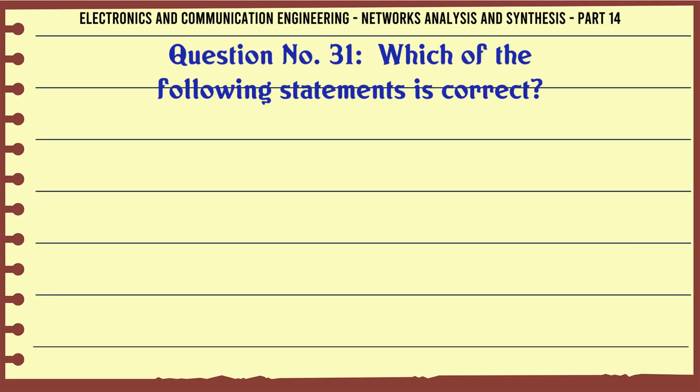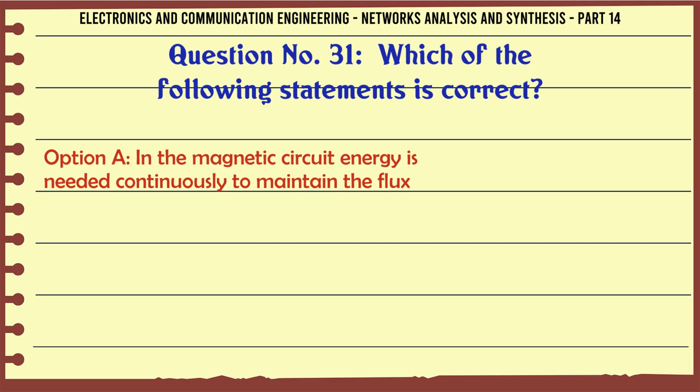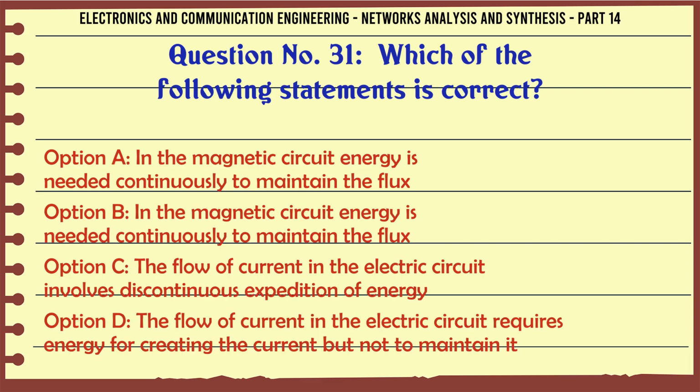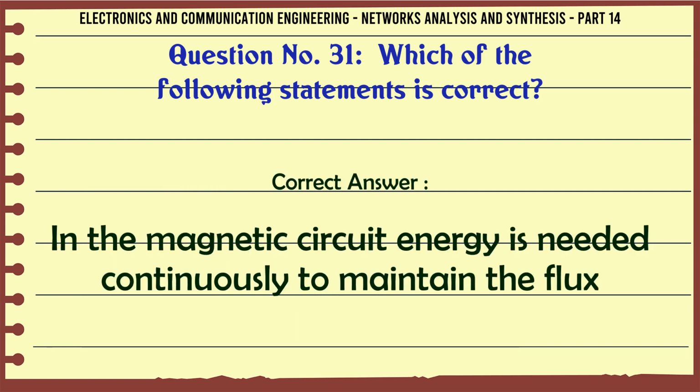Which of the following statements is correct? A, in the magnetic circuit, energy is needed continuously to maintain the flux; B, in the magnetic circuit, energy is needed continuously to maintain the flux; C, the flow of current in the electric circuit involves discontinuous expenditure of energy; D, the flow of current in the electric circuit requires energy for creating the current but not to maintain it. The correct answer is: in the magnetic circuit, energy is needed continuously to maintain the flux.